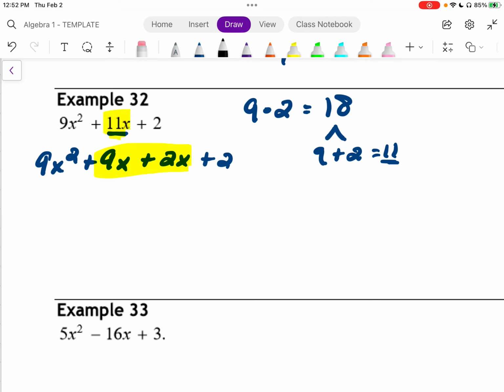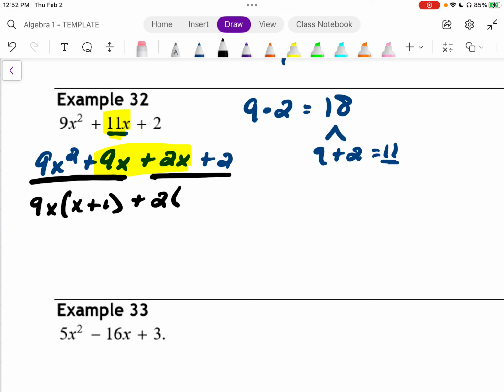Now I'm going to look at them separately. I'm going to look at these first two pieces and the second two pieces, and I want to factor them. In the first two, I can pull out a 9x. And then I'm left with x plus 1, right? I'm factoring there. In the second two, I can pull out a 2, and I'm left with an x plus 1.